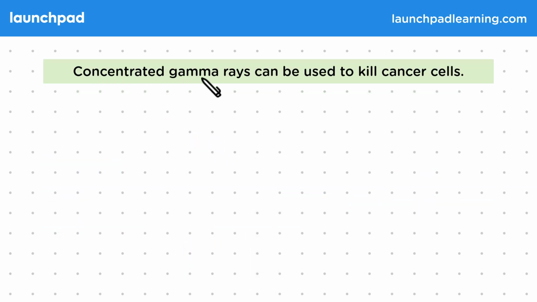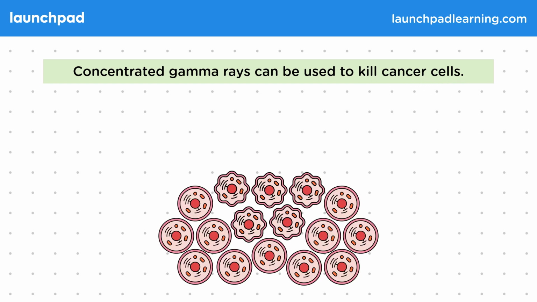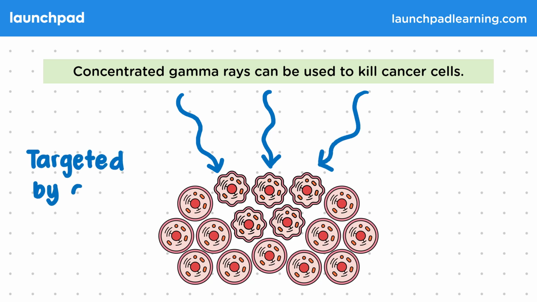Well, concentrated gamma rays can be used to kill cancer cells. Let's suppose we have a cancerous growth forming on an organ. We can attempt to treat this by directing gamma rays at the cancerous cells. Note that we have to target these cells in particular with the rays, as they can potentially damage the surrounding healthy cells with too much exposure.